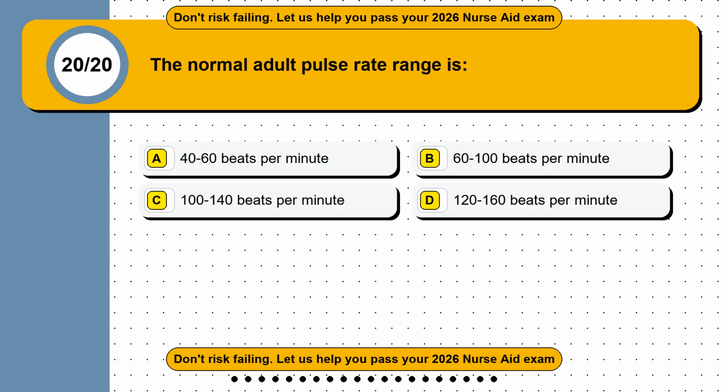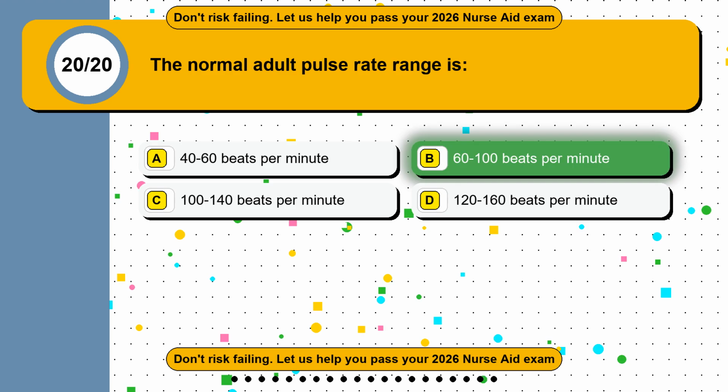Question 20. The normal adult pulse rate range is: Option A, 40 to 60 beats per minute. Option B, 60 to 100 beats per minute. Option C, 100 to 140 beats per minute. Option D, 120 to 160 beats per minute. The correct answer is option B, 60 to 100 beats per minute.